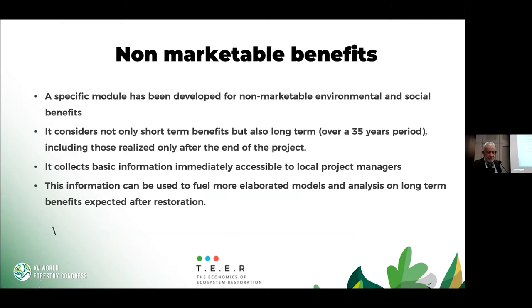Okay. So then you have non-marketable benefits. A big part of that is environmental benefits: carbon, for instance, adaptation to climate change, water quality, regularity of water fluxes, biodiversity conservation. But you also have plenty of social benefits.